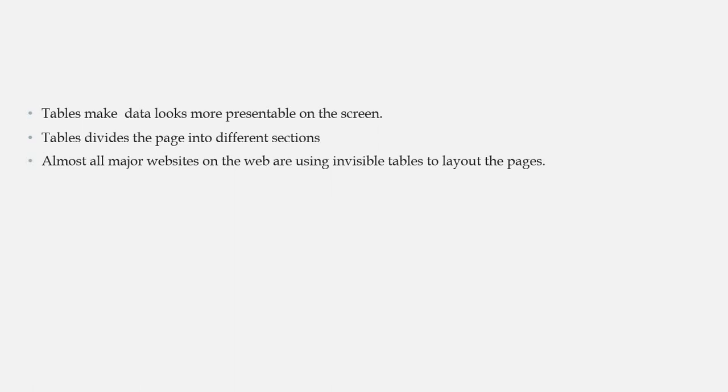Tables make data look more presentable on the screen. Tables divide the page into different sections. For example, if you are going to a hotel, a big restaurant, there you will see menus as continuous in a line, like all the menus, like dosa, normal dosa, masala dosa, separated with commas, and then along with price.